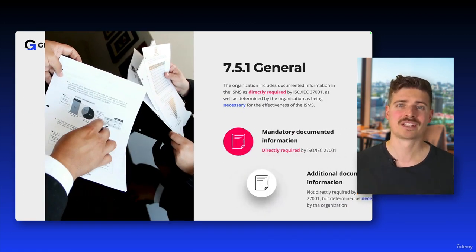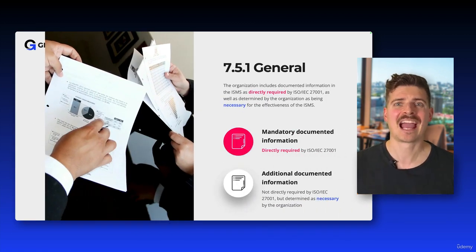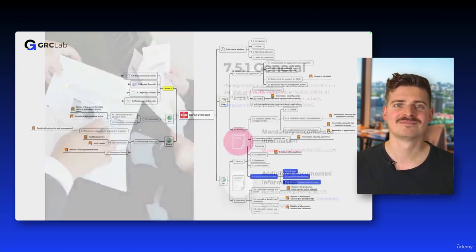Let's start by reviewing the difference between mandatory and additional documented information. Mandatory documented information is specifically required by the standard and must be in place to ensure compliance. On the other hand, additional documented information isn't required by the standard, but can be created by organizations if they find it useful or necessary for their unique and specific needs.